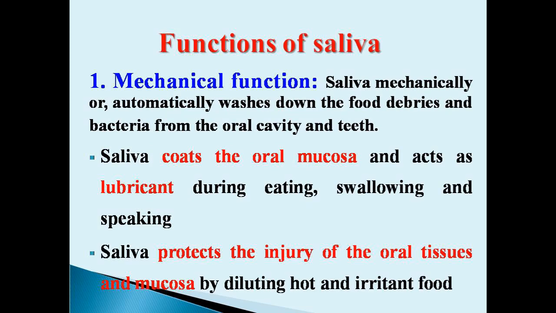Now the functions of saliva. First of all, mechanical function. Saliva mechanically washes down the food debris and bacteria from the oral cavity and teeth. Secondly, saliva coats the oral mucosa and acts as lubricant during eating, swallowing and speaking, and due to the lubricating function of saliva, saliva makes our eating, swallowing and speaking very smooth. Saliva protects the oral tissues and mucosa from injury by diluting hot and eaten food.